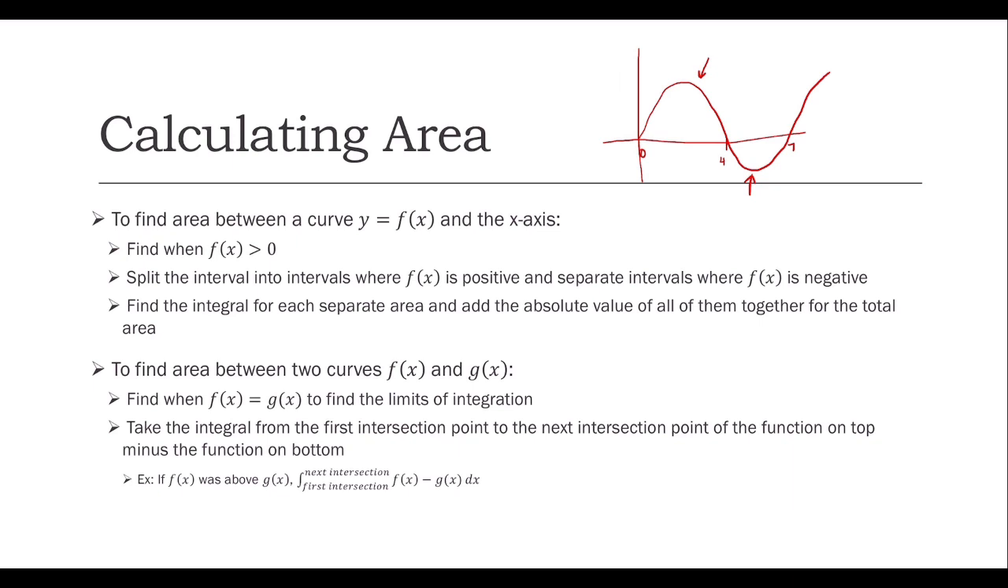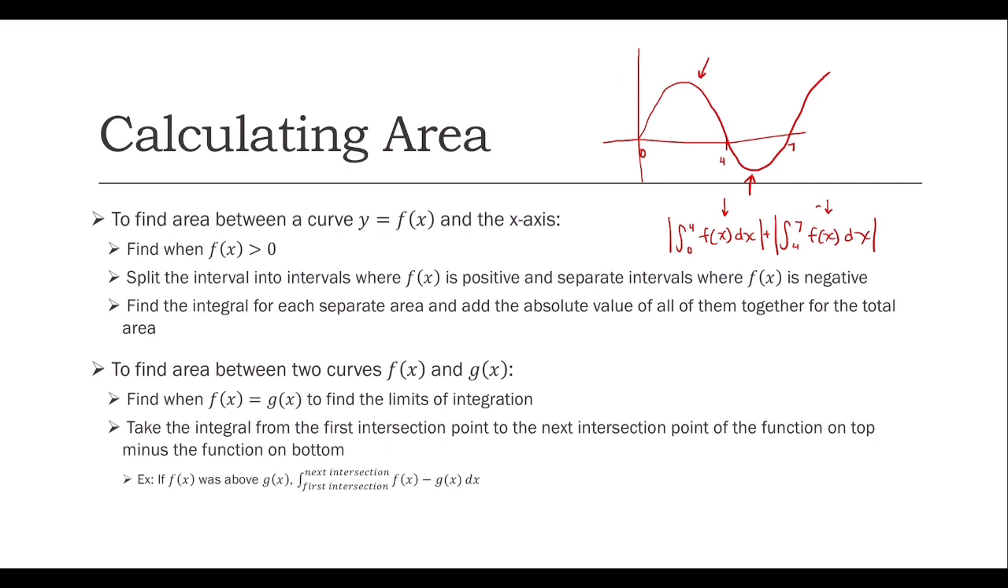And then you'll split your interval into intervals where f of x is positive, and then separate intervals where f of x is negative. So you would have the integral from 0 to 4 of f of x dx plus the integral from 4 to 7 of f of x dx. So this would give you some area minus some other area. So you'd take the absolute value of each of these and add them together for the total area.